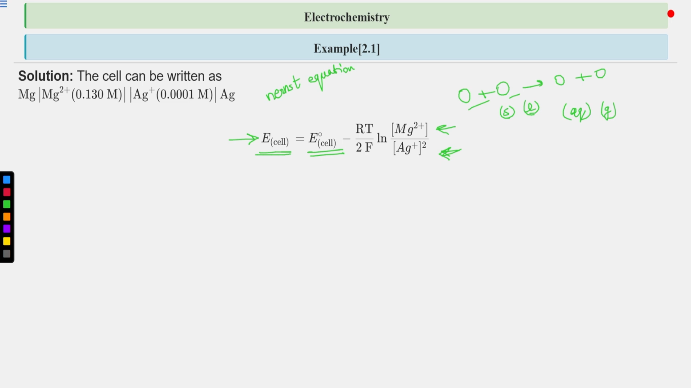So E of cell using the Nernst equation will be the standard potential minus RT by 2F. Here again n we are taking as 2, because two electrons are interchanging between the oxidized and the reduced species. ln the product, which is magnesium 2 plus, divided by the reactant. The reactant is silver plus having the coefficient 2, so it will come in the power 2. Okay, RT is basically the multiplication of R and T, where T represents temperature and R represents the gas constant.